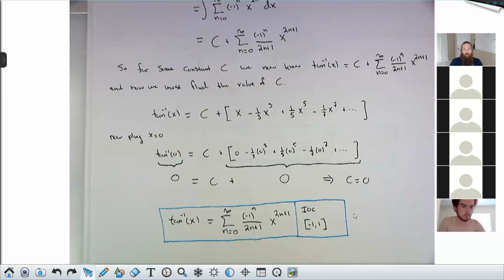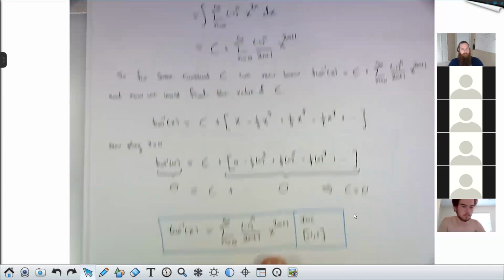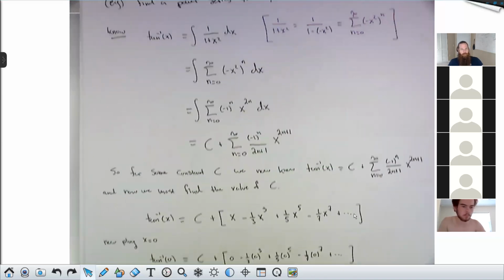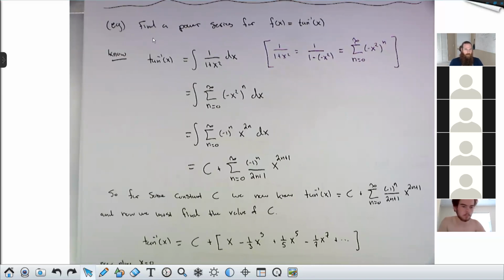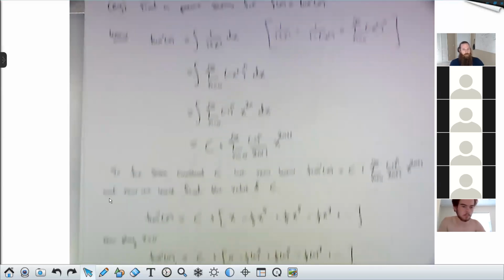So this is what it looks like when you want to use integration to find a power series for some function. You have to begin with something you know. Here, I know that the function I'm trying to find a series for is the integral of 1 over 1 plus x squared. And then I find a series for the inside here. Then I simplify that series and integrate it. When you do this indefinite integral, you get this plus c. So the very last thing you have to do is sort out the value of c.